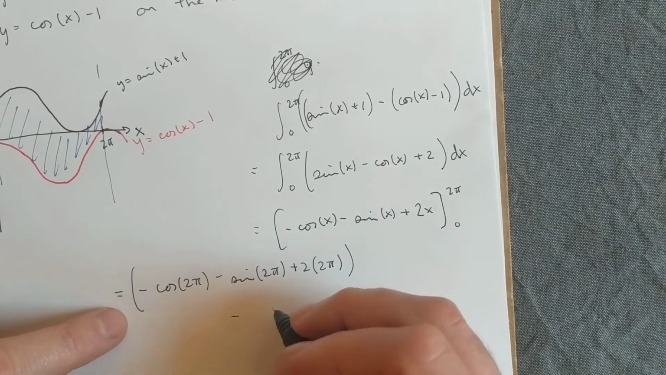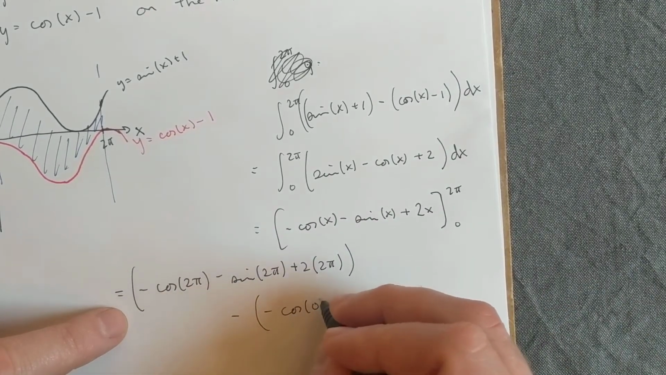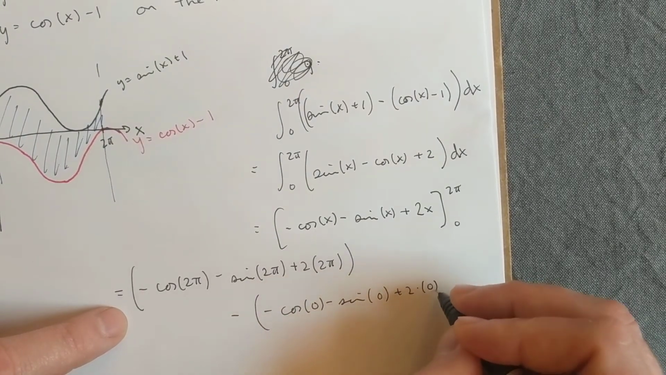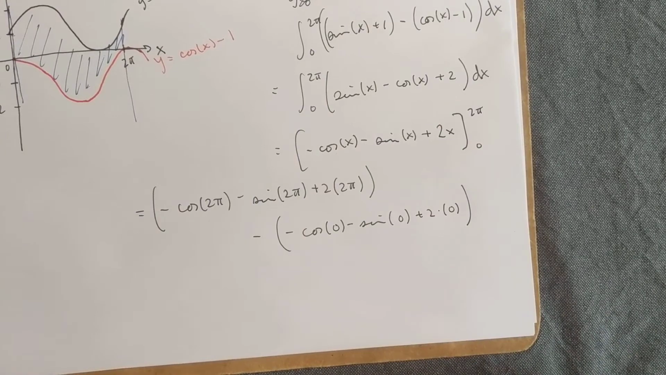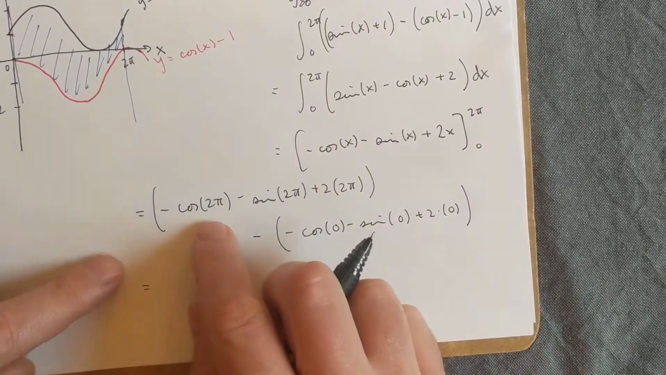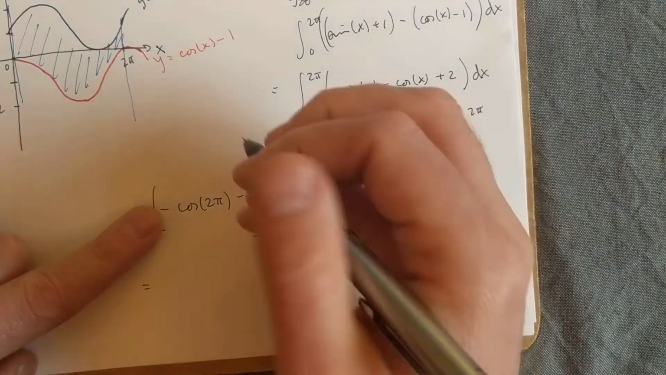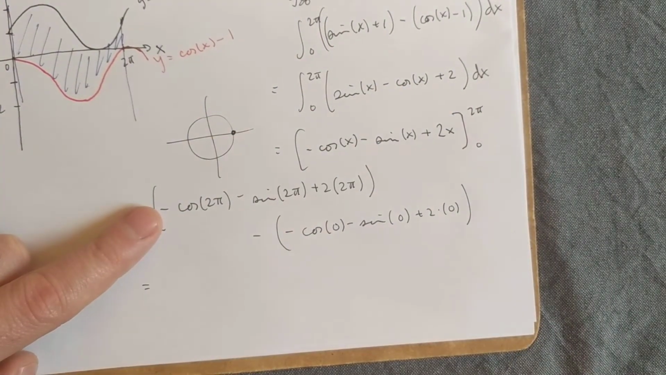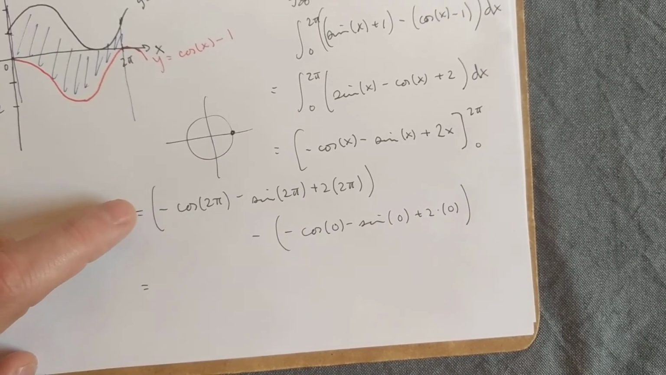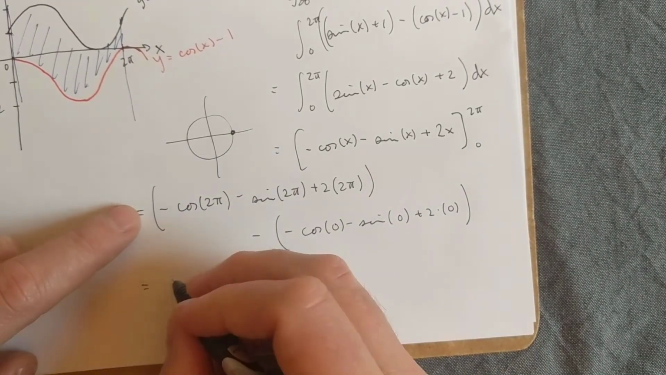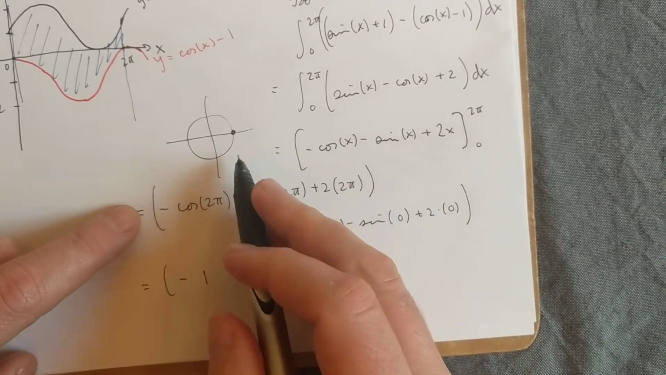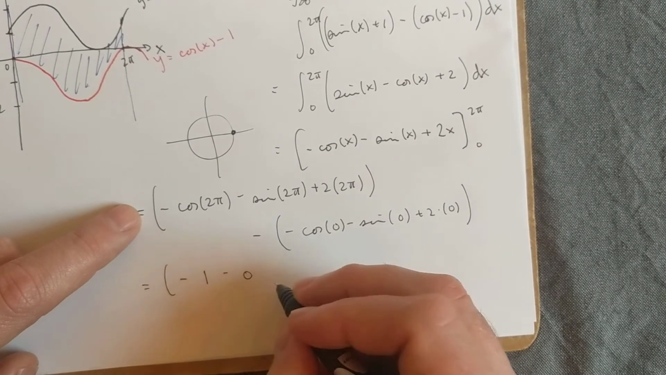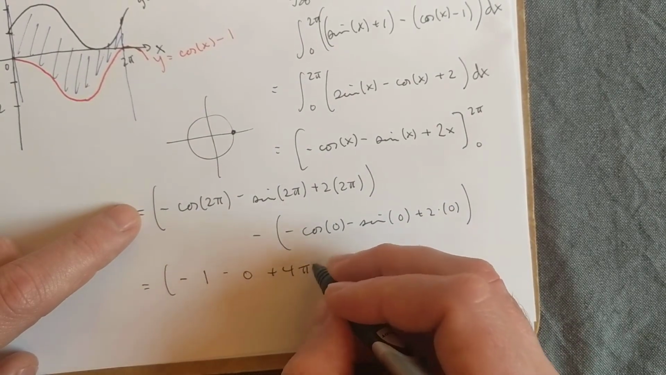So there's plugging 2 pi. Now we'll plug in 0. So minus cosine 0 minus sine of 0 plus 2 times 0. All right, so let's remember what these values are. So cosine of 2 pi, we're thinking about the unit circle. 2 pi is over here, and the cosine value is the x value of this point, which in this case will be 1. Right? So this is minus 1. The sine of this value is 0 because we're on the x-axis in that picture. So minus 0, and this is 4 pi.